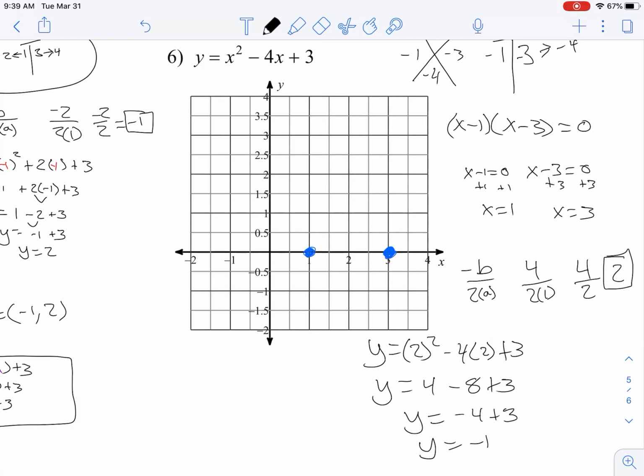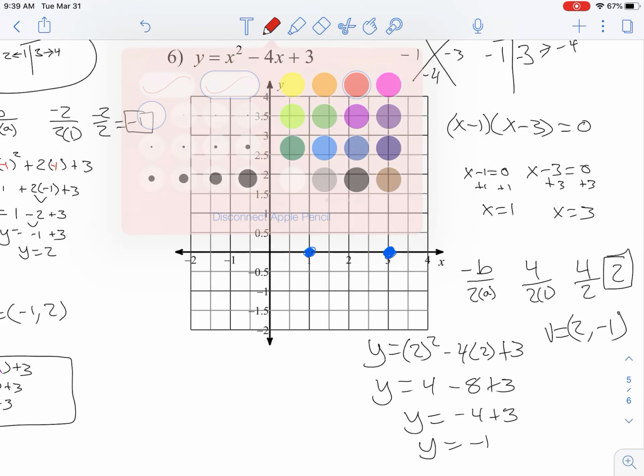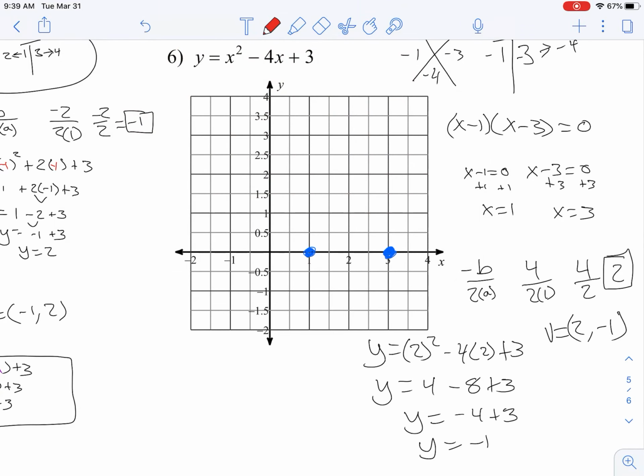So when I plugged in a 2, I got out a -1. That's our vertex. I'll do the vertex in red. So 2, -1, there's my vertex.